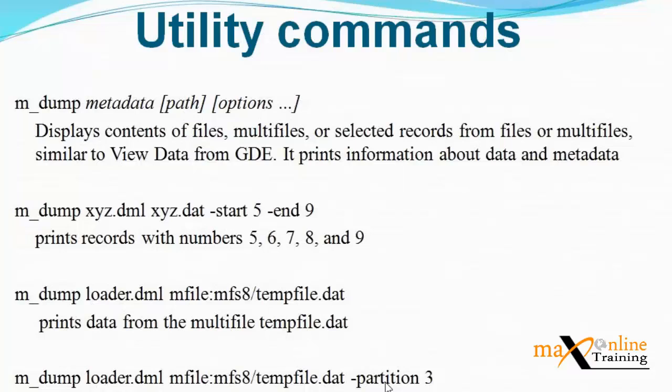So you can optionally view the data from a particular partition alone. So it prints the data in partition 3 of the multi-file. Okay, we have one more interesting option for m_dump. That is -select. You can issue a filter by expression in the select parameter. So -select equal to Chennai, it will return the records according to the filter.